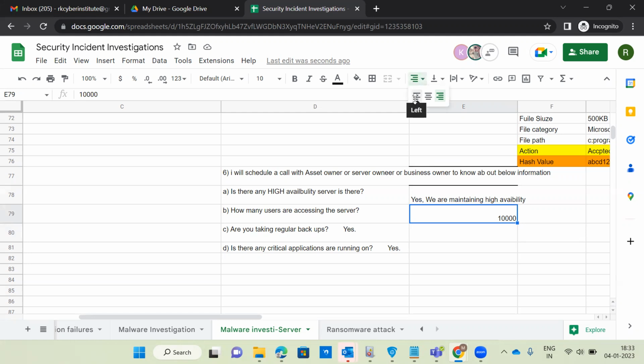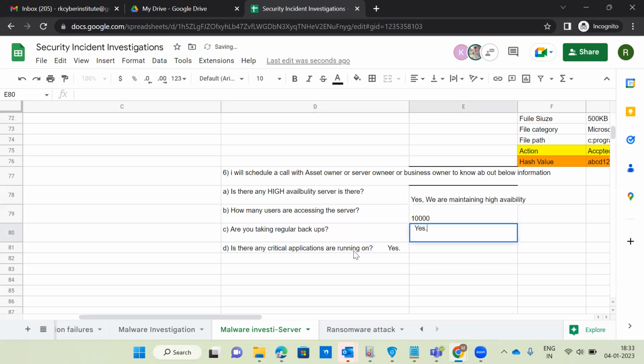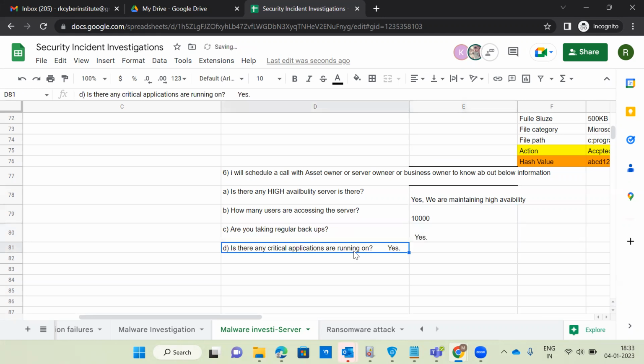Or maybe 1000 servers, or maybe 2000 end users, not servers, sorry. Are you taking regular backups? Yes. Every organization will take regular backups. For example, in case a server is shut down, crashed, or demolished, how can we make sure that the data backup is available? So obviously you have to take the regular backup.